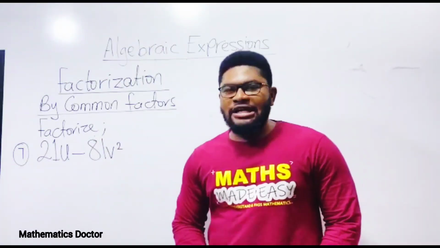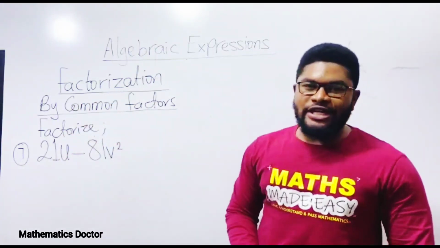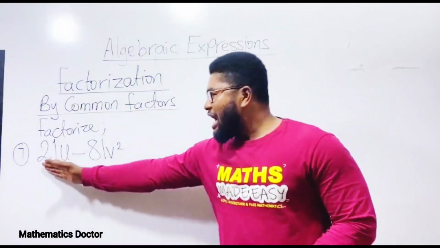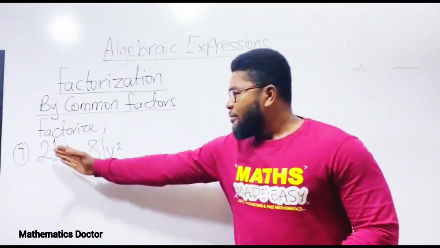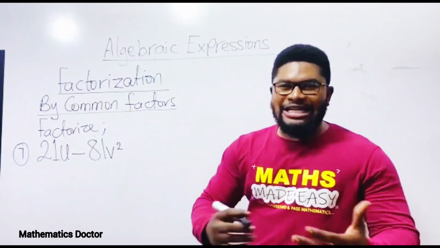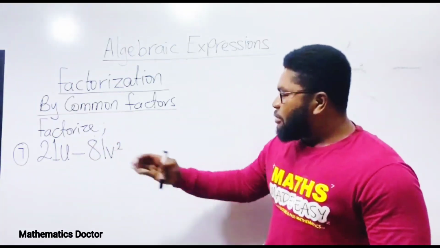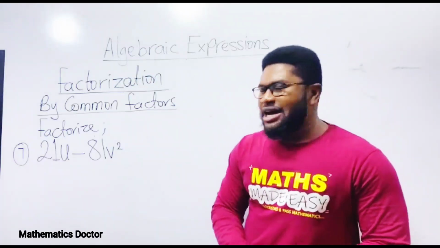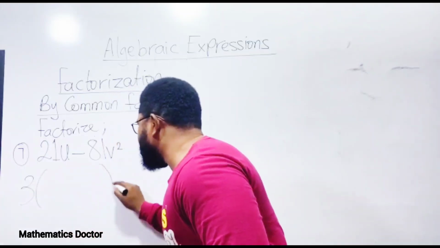Number 7 says factorize 21u minus 81v squared. Now if you check the expression on the board, the terms here are 21u and minus 81v squared. From here, 21 and 81, we can get a common factor of 3. When you check the multiples of 21 and then the multiples of 81, the highest common factor will be 3. So we'll bring 3 out and use it to factorize the two terms.